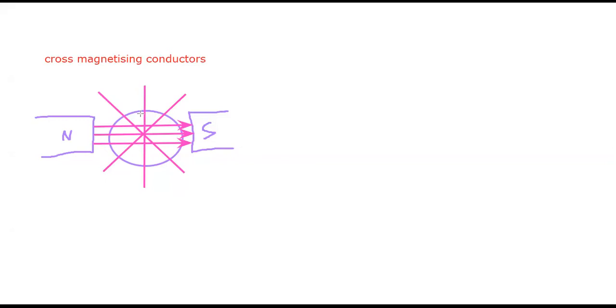So what is happening here? Now we are going to have conductors in the armature. We can go for some different colors so that it will be quite easy for us to understand. So here we are having conductors, right?